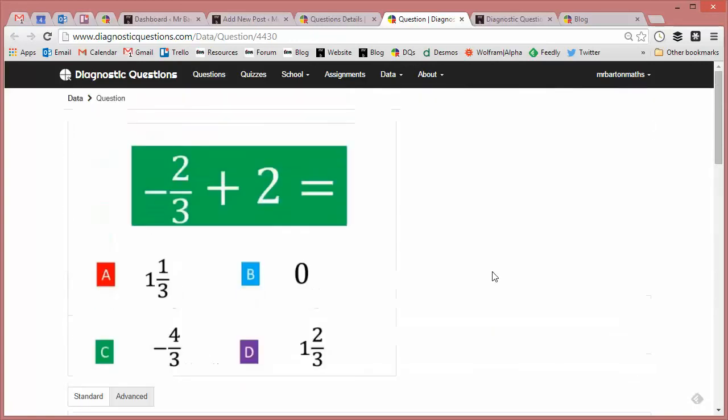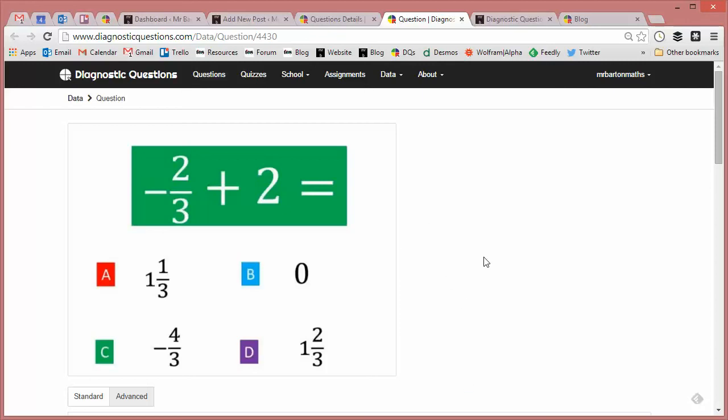So C for me is revealing a different kind of misconception. Here the problem isn't with fractions, they're very comfortable dealing with the fractions, but here the problem comes with adding negative numbers, a specific misconception that can be isolated, identified and resolved. And finally, D is an interesting one.